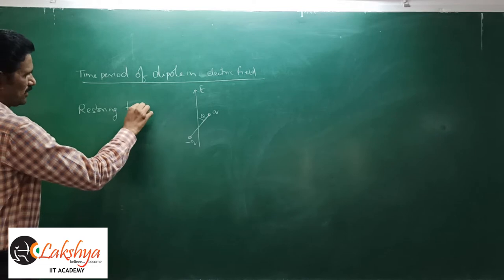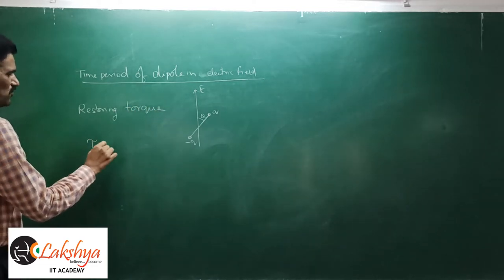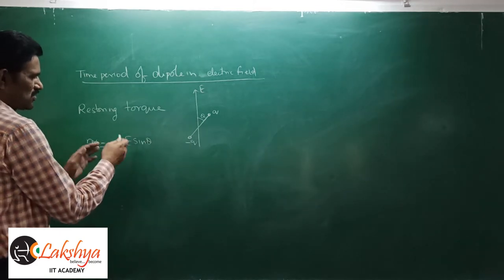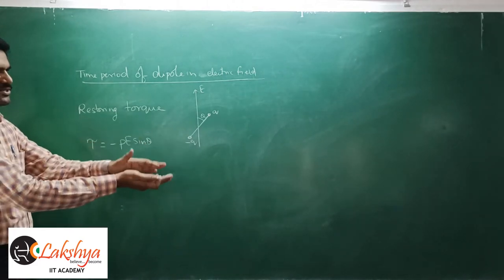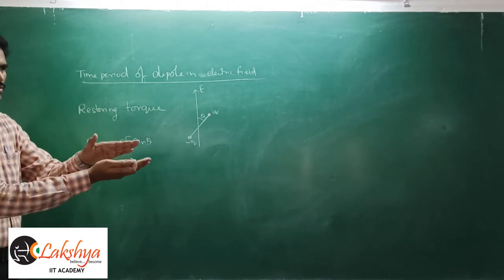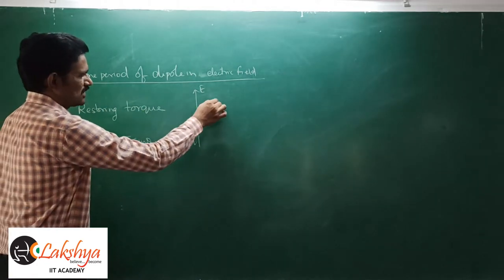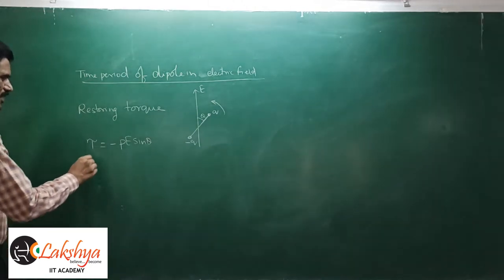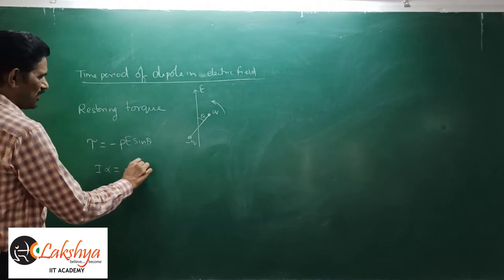So restoring torque, I can write this as tau is equal to minus PE sin theta. This torque expression we already derived. Here we are naming it as restoring torque because it restores the position of the dipole. Because of this torque only, the dipole comes back here. When the dipole is released here, the torque acting on the dipole will be like this, so automatically it comes back. And we know this torque we can write as I alpha. This is equal to minus P E sin theta.